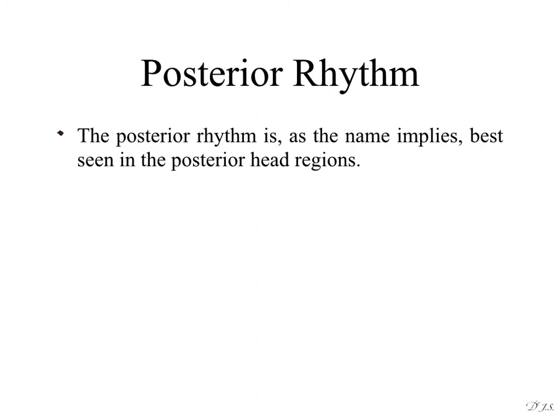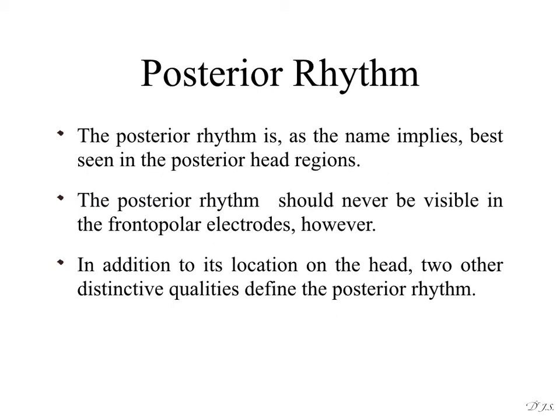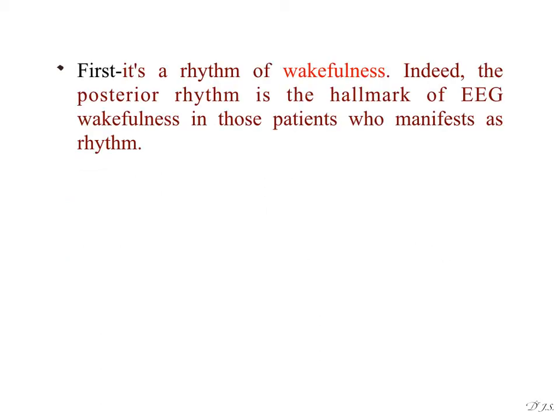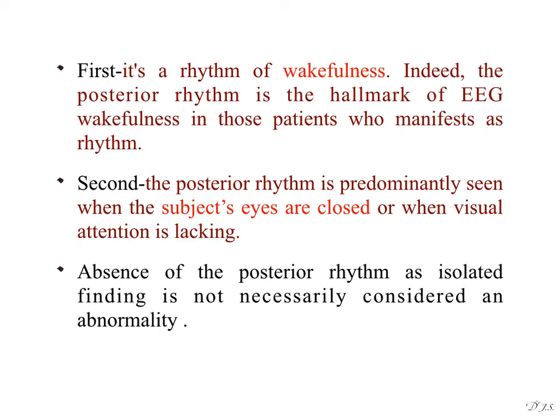Posterior rhythm. The posterior rhythm is, as the name implies, best seen in the posterior head regions. The posterior rhythm should never be visible in the frontopolar electrodes. However, in addition to its location on the head, 2 other distinctive qualities define the posterior rhythm. First, it's a rhythm of wakefulness. Indeed, the posterior rhythm is the hallmark of EEG wakefulness in those patients who manifest a rhythm. Second, the posterior rhythm is predominantly seen when the subject's eyes are closed or when visual attention is lacking. Absence of the posterior rhythm as an isolated finding is not necessarily considered an abnormality.